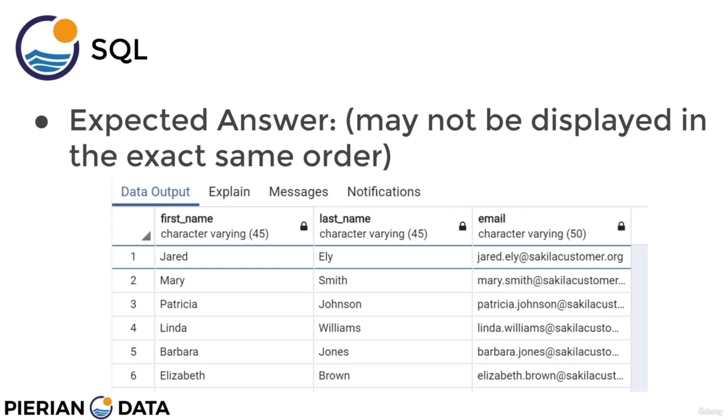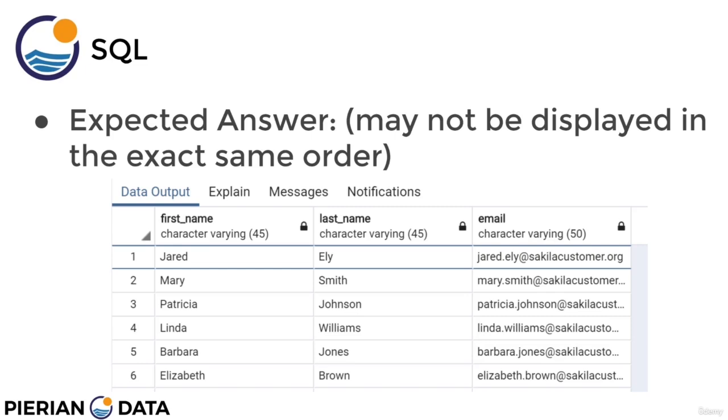Something to keep in mind here is that it may not actually be displayed in this exact order. Later on, we'll talk about how to order results, but right now, the way PostgreSQL works, it just tries to return the results in the most efficient way possible, which depending on your version of PostgreSQL and your actual machine, may sometimes slightly change the order of things. But in general, in the data output, I'm expecting a first name, a last name, and then an email.